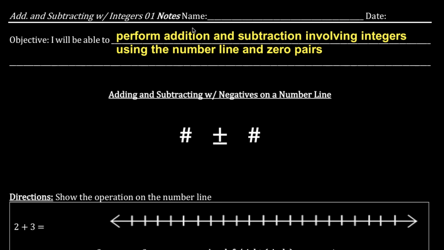So in this lesson, we are going to add and subtract. We're going to perform addition and subtraction, and it's going to involve integers, numbers such as 1, 2, 3, and -1, -2, like simple positive and negative numbers, so to speak.